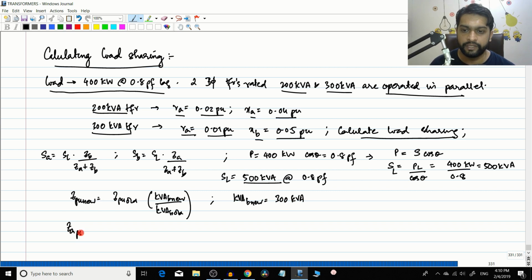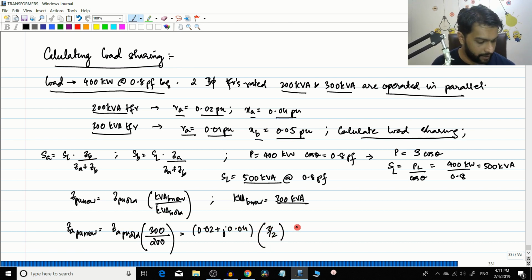So ZA per unit new will be equal to ZA per unit old multiplied by kVA base new, which is 300, divided by kVA base old, which is 200. Let's calculate this value quickly. So ZA will be equal to 0.02 plus J 0.04 multiplied by 3 by 2, right? So this value you will get as 0.03 plus J 0.06 PU. That is the value that you can use as ZA here.